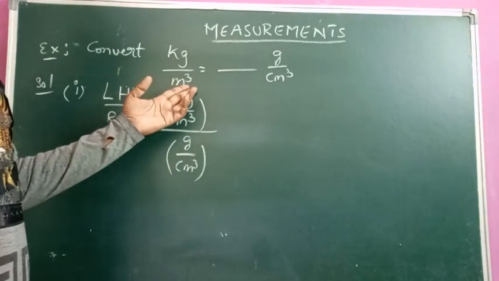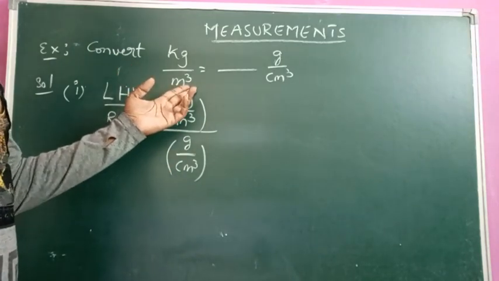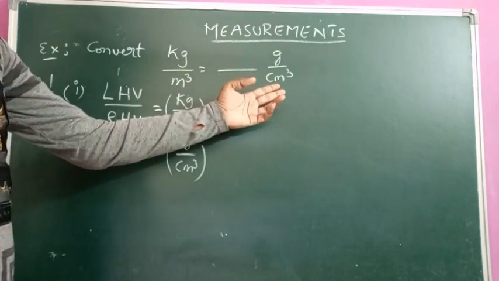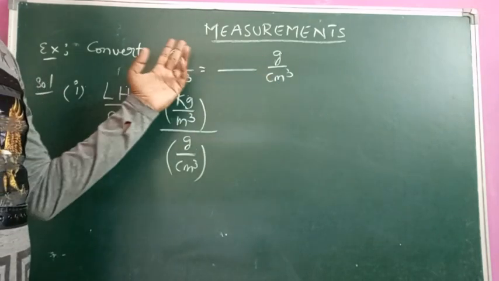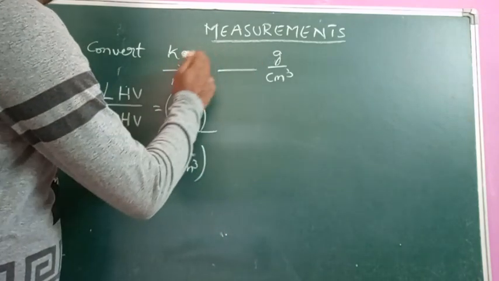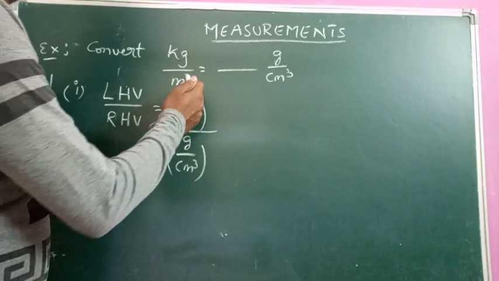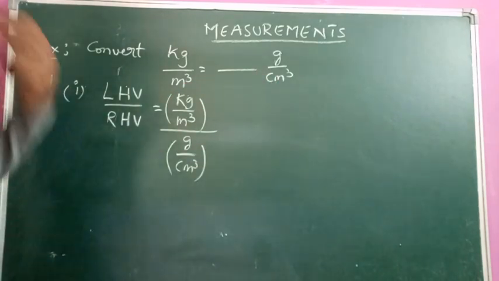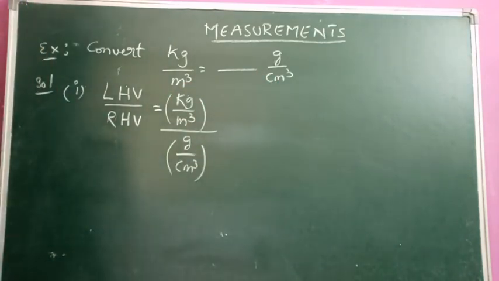Here it is meter cube and also here it is meter cube. So same physical quantities we can convert. Here the numerator part is mass and here the denominator part is volume. So the first step is left hand value by right hand value. Second step.